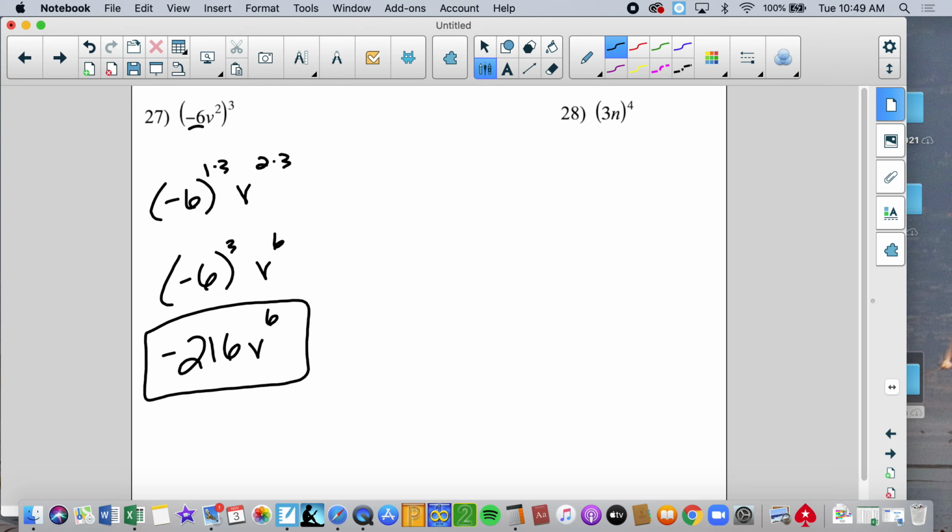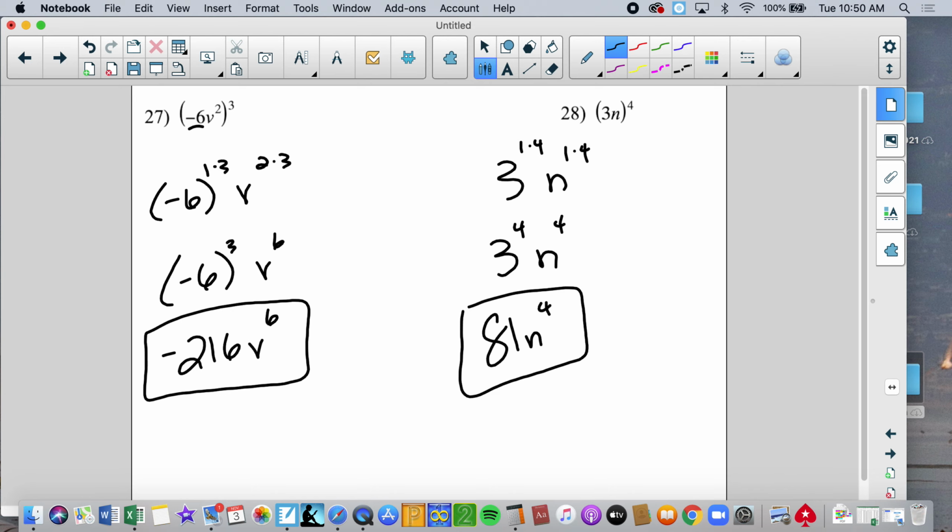So negative 216 v to the 6th. 3 to the 1 times 4, n to the 1 times 4. 3 to the 4th, n to the 4th. 3 to the 4th, at this point hopefully people are seeing, remembering, retaining that information, equals 81.